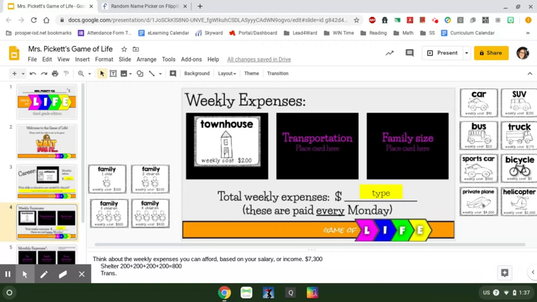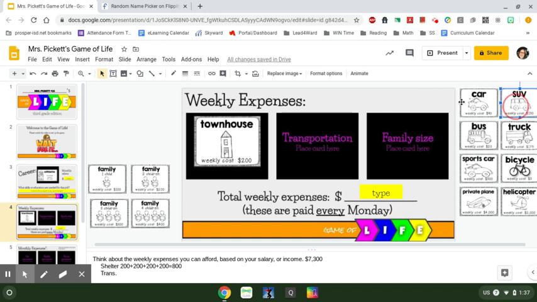What? $4,000 a week. So $4,000 plus $4,000 plus $4,000 plus $4,000 would be $16,000 just for my private plane. That's more than twice what I make. I can't do that. Or a helicopter. Yeah, those are not reasonable.